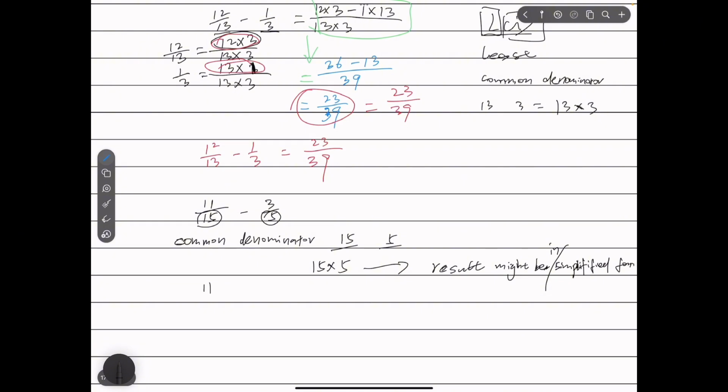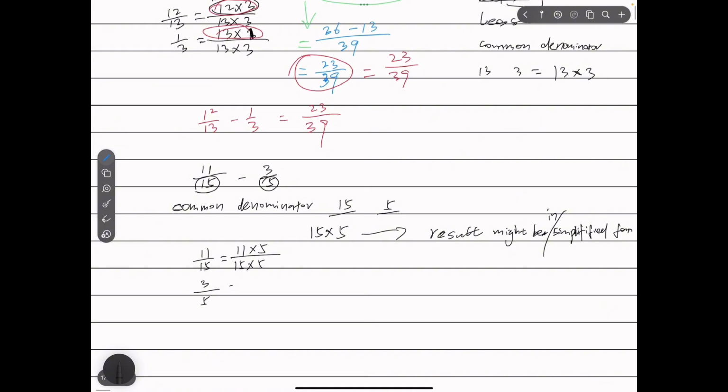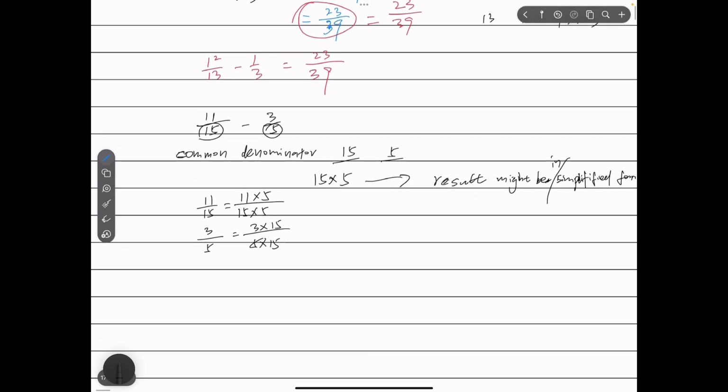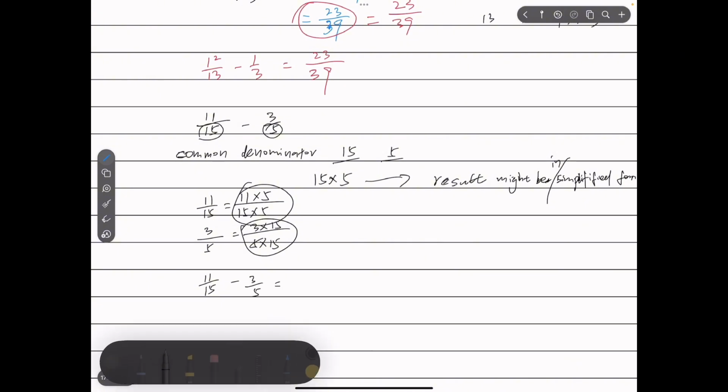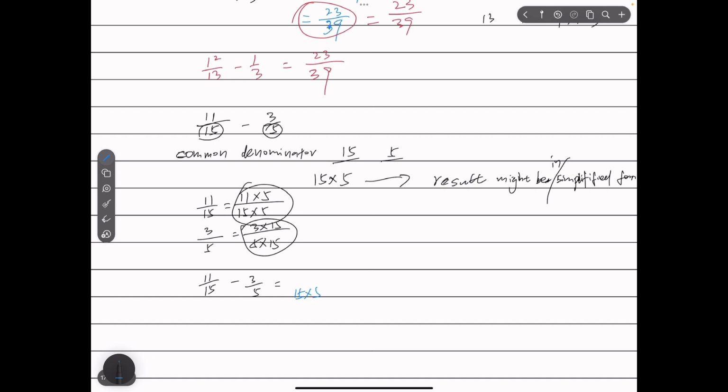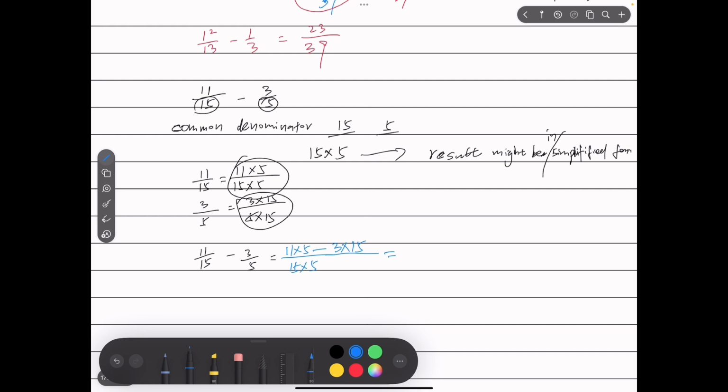Okay, let's just do it. So 11 over 15. In order to change that to 15 times 5, we use 11 times 5. Same thing for 3 over 5. So 5 times 15, we also need to use 3 times 15. Now we can do the subtraction for these two numbers. So 11 over 15 minus 3 over 5 equals, our new denominator will be 15 times 5, and the numerator 11 times 5 minus 3 times 15.